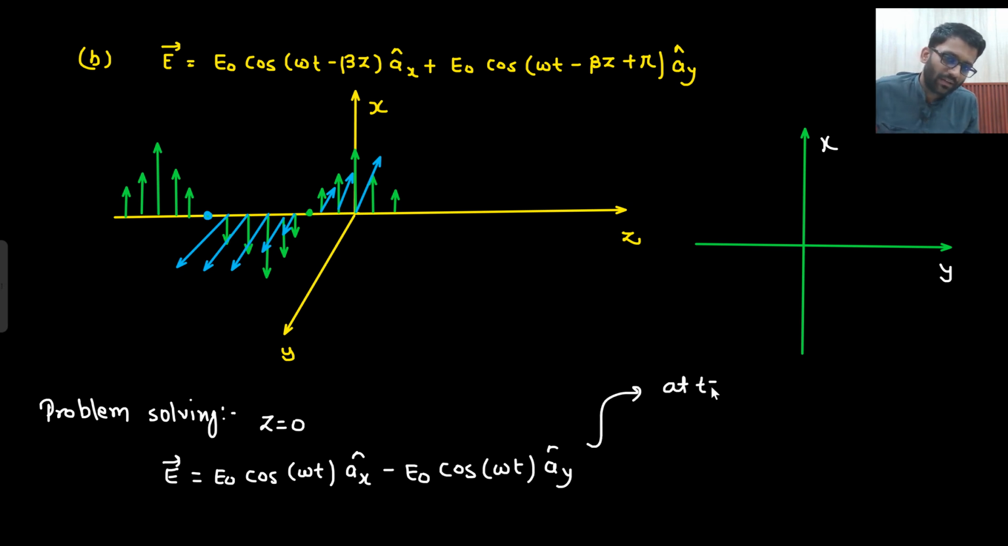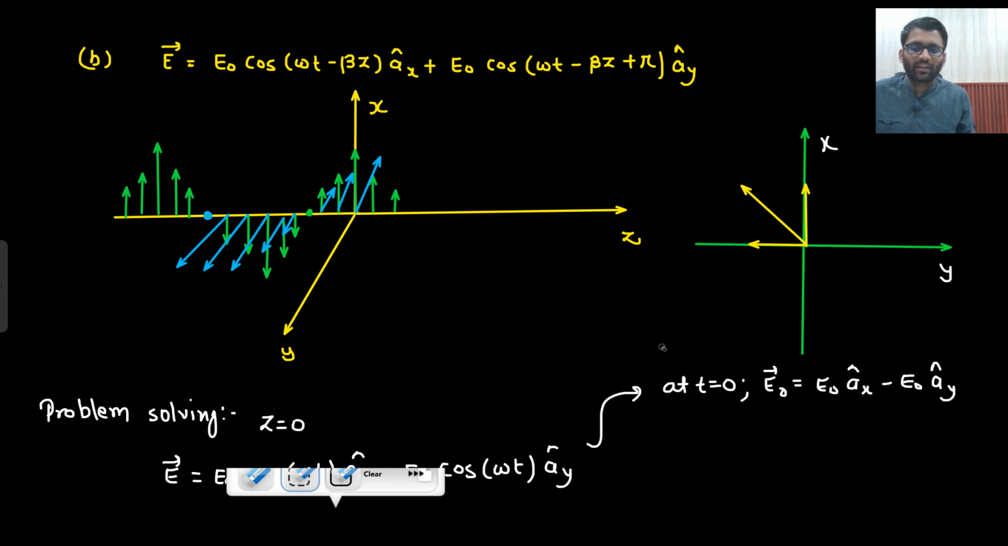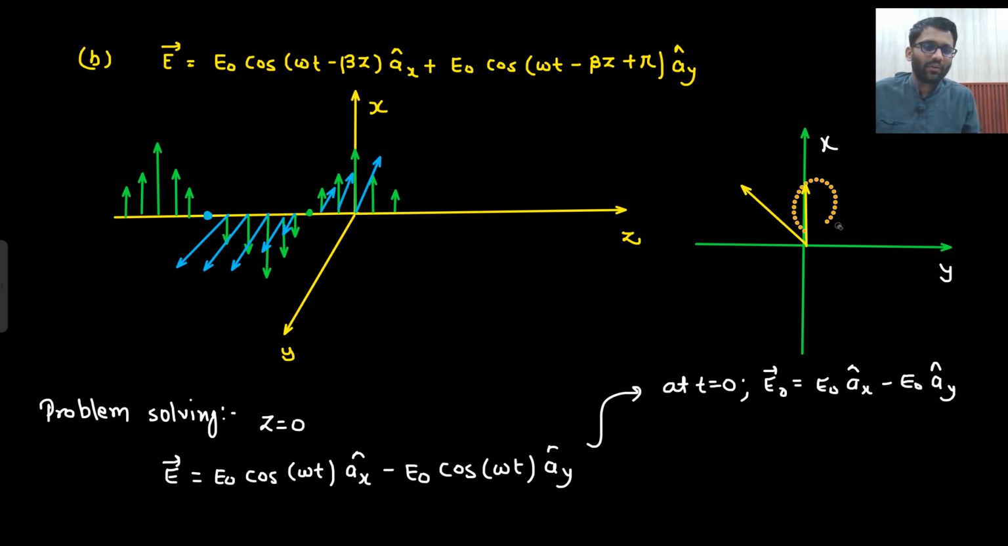At t equals to 0, cos 0 is 1 only. So what is your E naught? E naught is, at time t equals to 0, E naught ax cap minus E naught ay cap, right? So in x direction you are having E naught, and in y direction, in minus ay direction, you are having minus E naught. So this is your equivalent vector. You are only going to draw the equivalent vector. So this is my first equivalent vector.